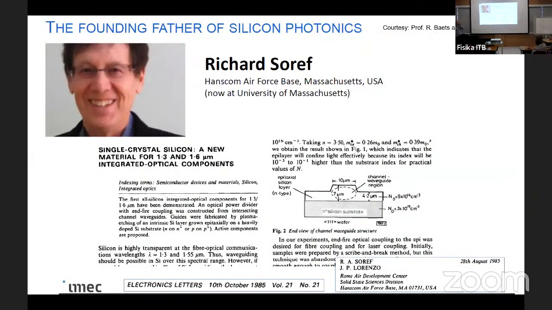Okay, oh, I do have a slide. So this is Richard Soref that has been mentioned before. So this is 1985, right? And he has this paper saying single crystal silicon, a new material for 1.3 and 1.6 micron integrated optical components. Before this, it was unheard of. People used glass, polymer, and so on and so forth, right? But then Richard was proposing this.